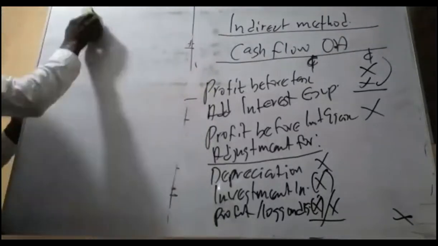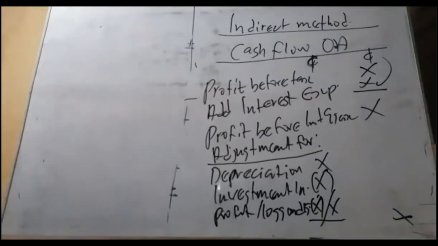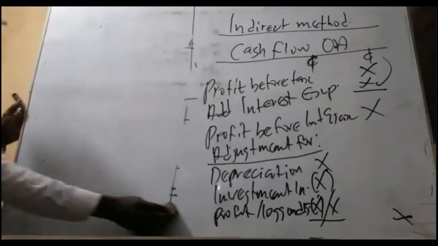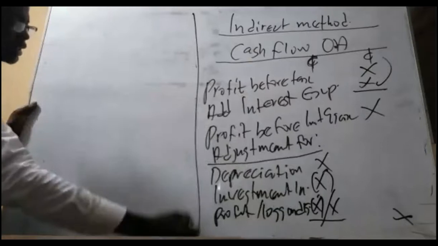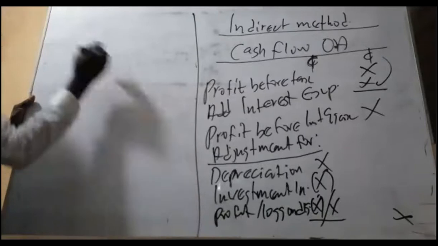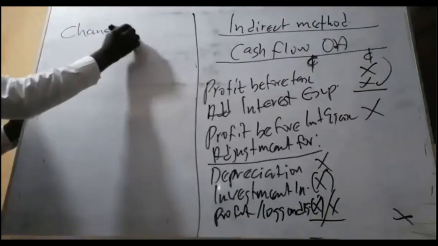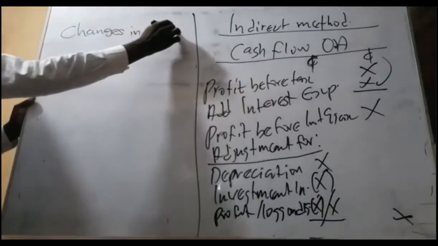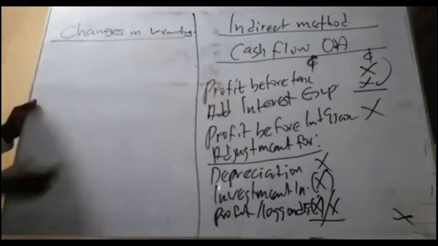You continue the game. The next section, there are some three stubborn guys. We call them working capital. So changes in working capital. So the next one will be changes in working capital. To analyze it, there are three items.